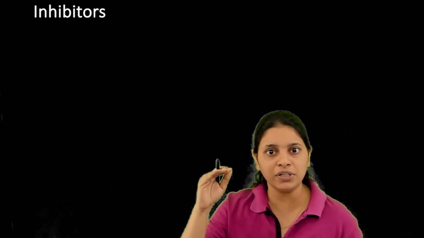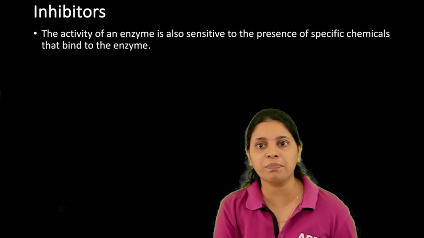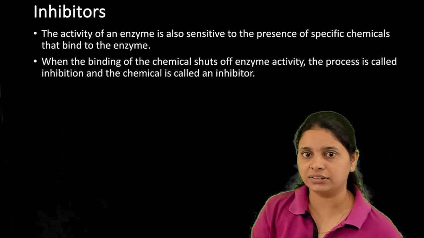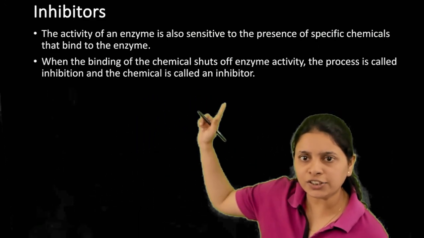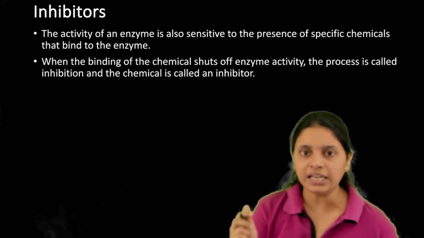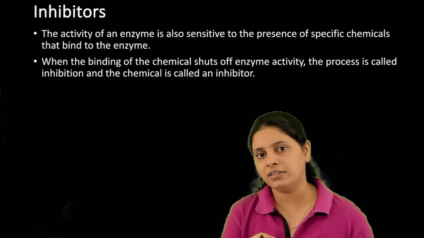Okay, so now the next factor which we will study is inhibitors. These are certain chemicals which, when bound to enzyme, will slow down or completely inhibit the rate of reaction. It will stop the reaction. The activity of an enzyme is also sensitive to the presence of specific chemicals that bind to the enzyme. These chemicals are nothing but inhibitors. When the binding of the chemical shuts off enzyme activity, the process is called inhibition and the chemical is called an inhibitor. So, we will study a particular type of inhibitor which we have for our NEET syllabus, that is competitive inhibitor.